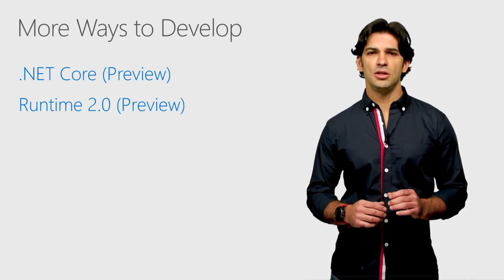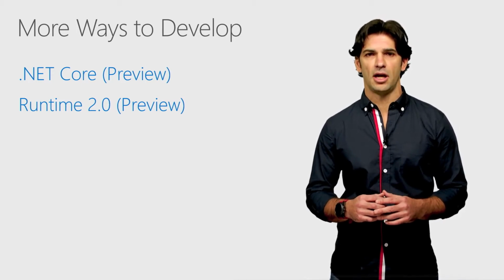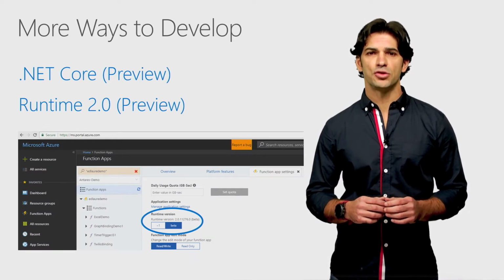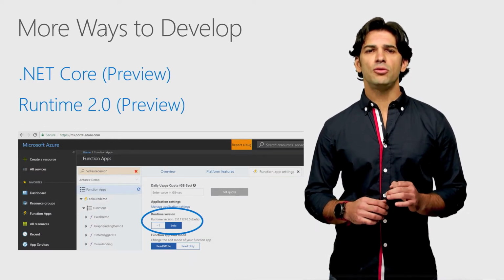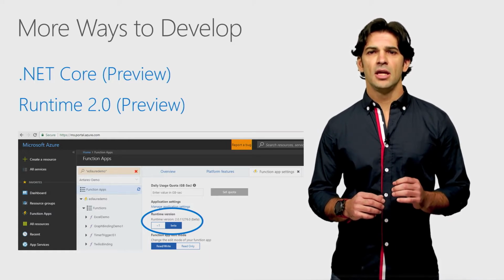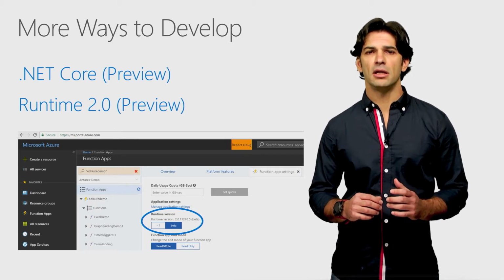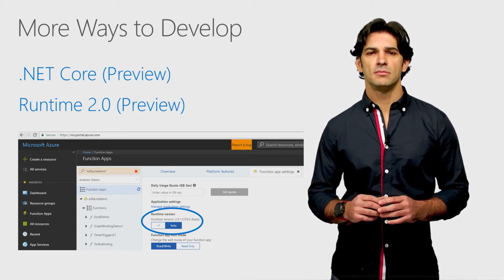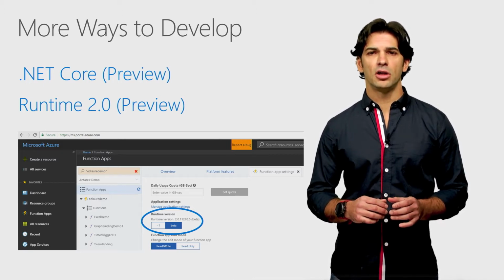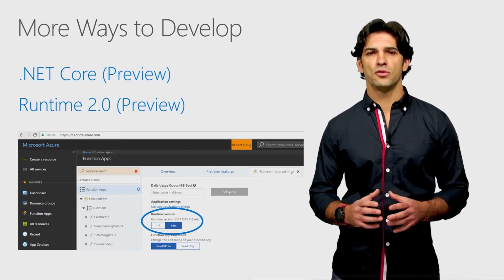To unlock these new advancements, we released version 2.0 of the Functions runtime. If you'd like to try out these latest features while in preview, you just need to update the runtime version of your Function app settings. Just navigate to your Function app settings tab and select Beta for the runtime version. Most core platform functionality has already been ported over from 1.0 to 2.0, and you can expect more features to follow.